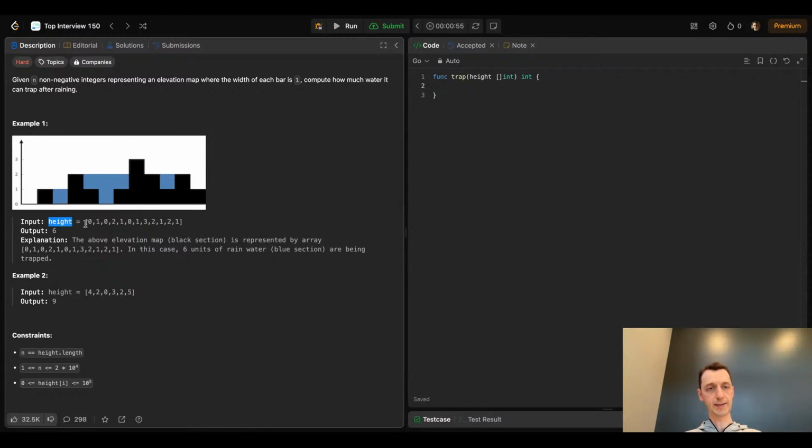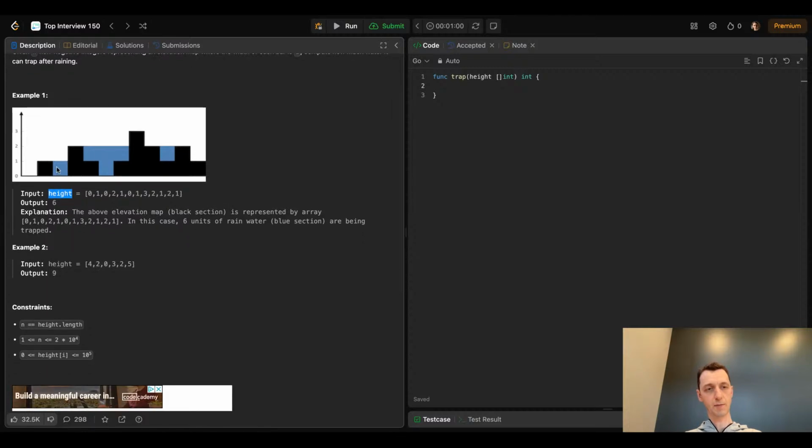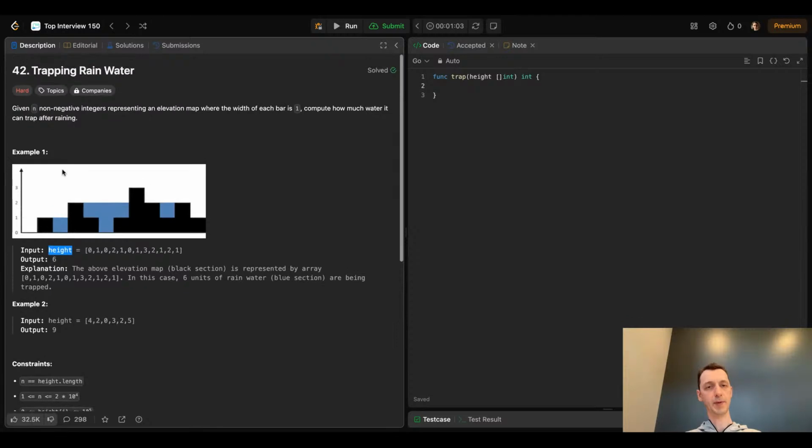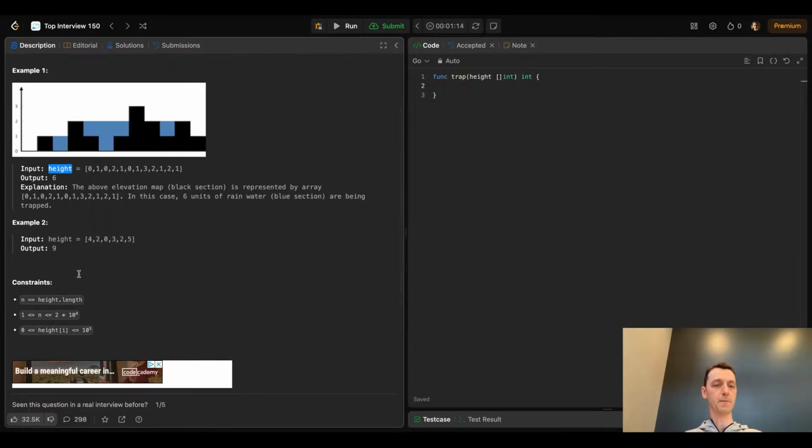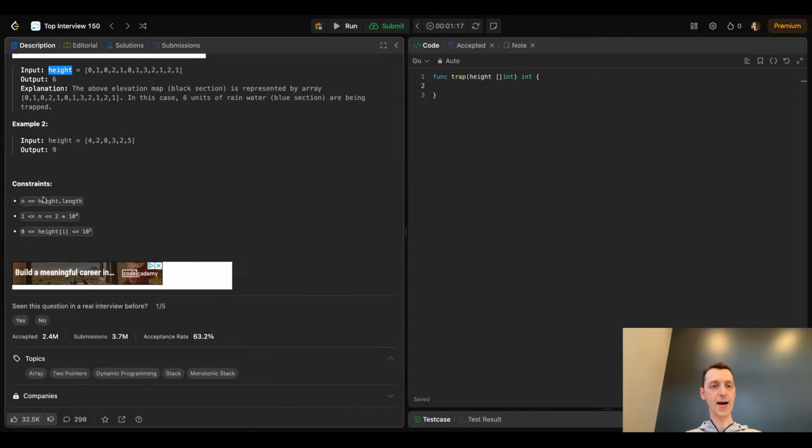So we have heights, and we can also have zeros. And so this is one piece of volume. This is 1, 2, 3, 4, 5. 1, 2, 3, 4, 5, 6. Okay, so I have 6. The height n is at least 1, but up to 10 to the 4 multiplied by 2. And the heights are up to 10 to the 5.